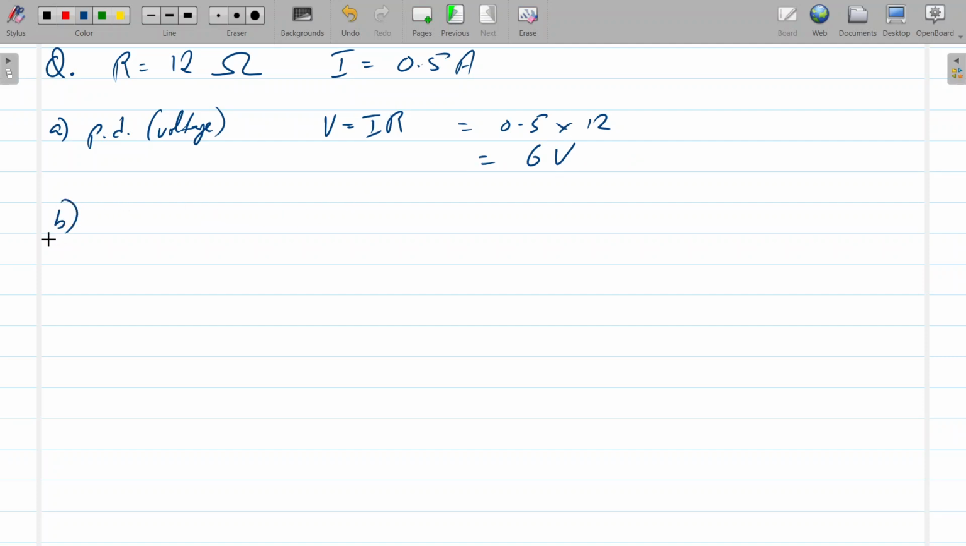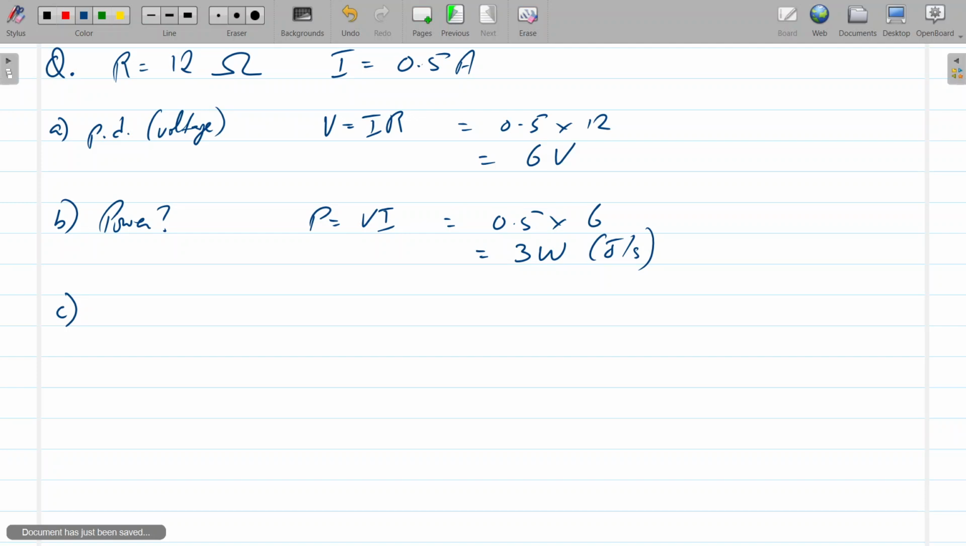The next thing they're asking you for is power. And so we know P equals VI, which is 0.5 times 6, which is going to give us 3 watts, or joules per second. And then they're asking how much energy is transferred to the lamp in 6 seconds.